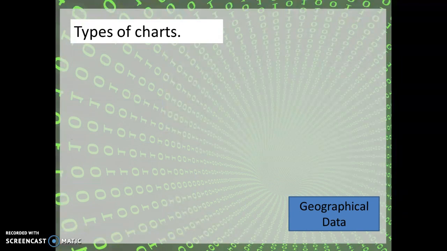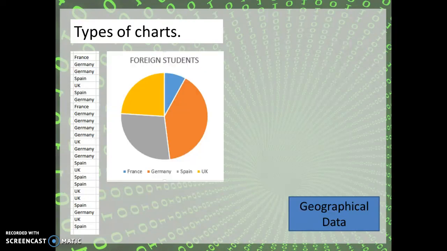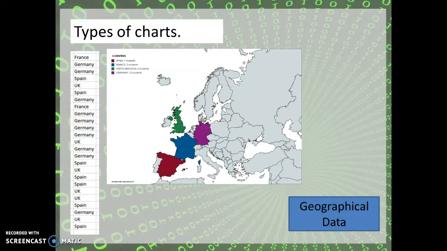Next up, let's talk about geographical data. I interview some exchange students. Where are you from? I get these different answers. And you might say, well, that's categorical, you can make a pie chart. Yeah, we could. But we could get a little more interesting. We draw a little map with different colors, and you see up in the corner here, the different colors represent different numbers of students. This is a basic chart, but it is a nice visual.